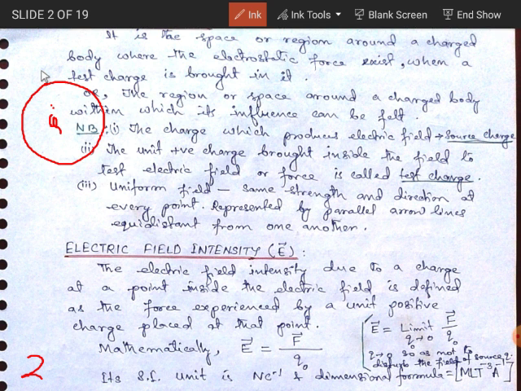So when that charge is brought from far away up till somewhere here, then no force of attraction or repulsion exists. Why? Because the field is only up to this boundary, so there will be no force of attraction between this given charge and the test charge Q naught. Generally test charge is denoted by Q naught. So between this Q naught and Q, there will be no force of attraction or repulsion. So if at a point there is no force of attraction or repulsion, then that region is said to be out of the field of this charge.